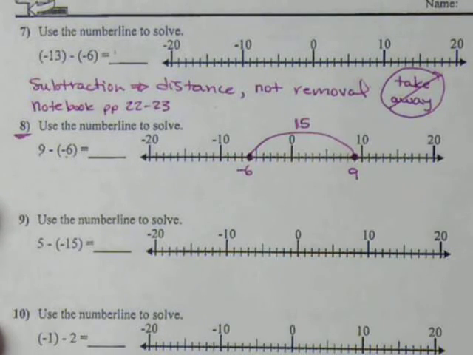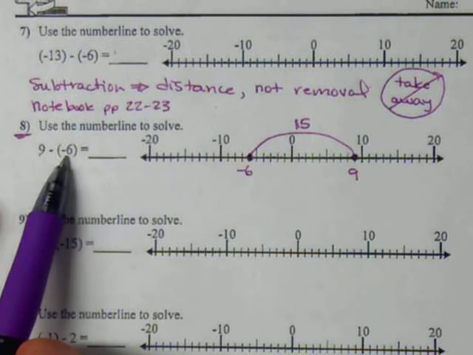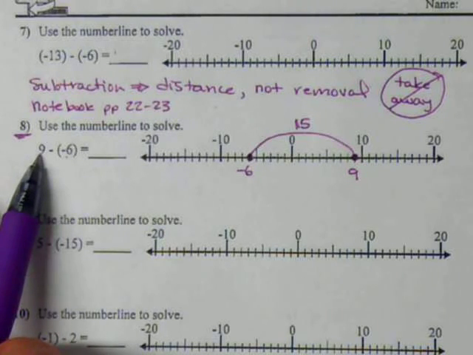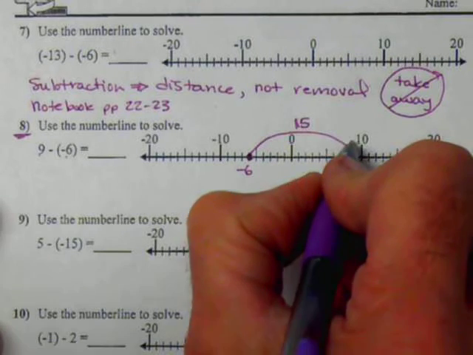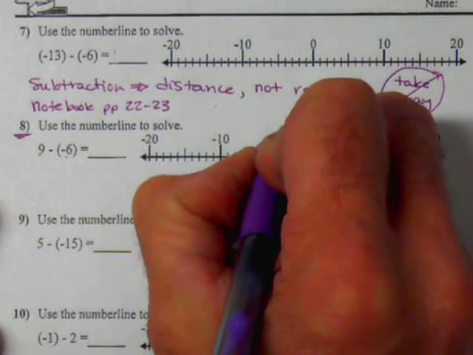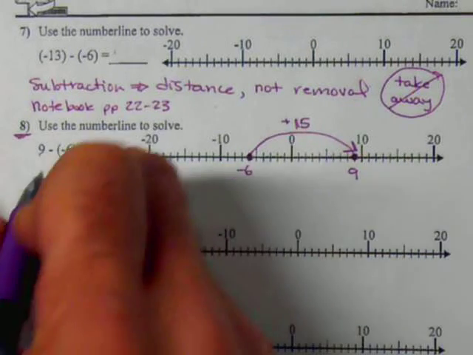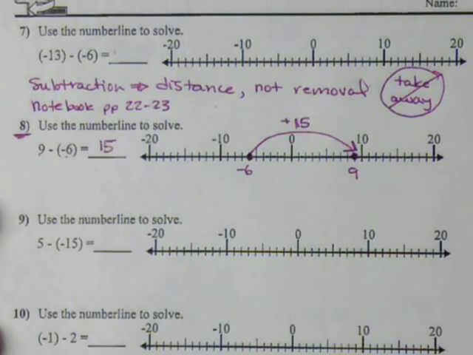Now when we do problems like this, we always build a number line that starts with the second value, called the subtrahend, and we build that up to the minuend. So if I start at -6 and I work to 9, that moves in the direction to the right, which makes this a positive 15. So 9 minus -6 is positive 15.